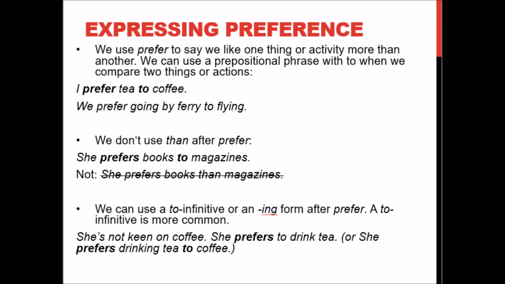We don't use "than" after prefer. For example, she prefers books to magazines. We can't say "she prefers books than magazines." We can use a to-infinitive or an -ing form after prefer. A to-infinitive is more common. She is not keen on coffee, she prefers to drink tea, or she prefers drinking tea to coffee.